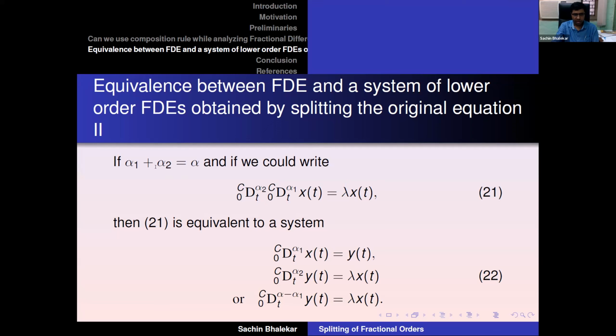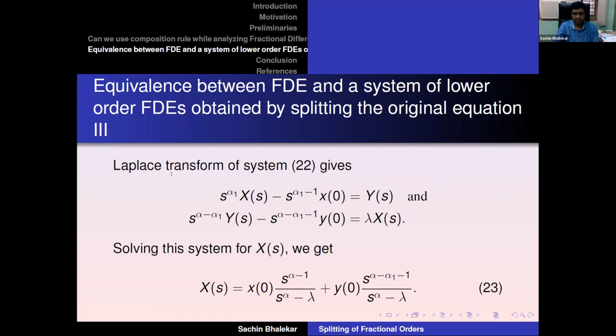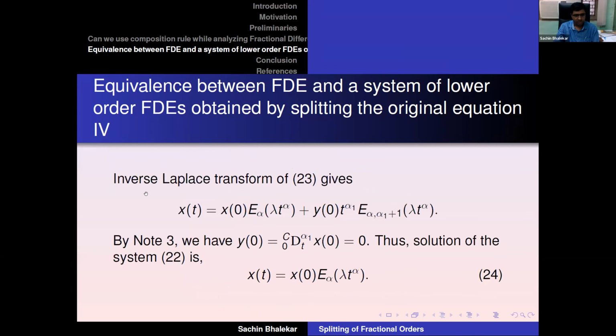So we take α1 plus α2 equal to α, and then we consider this equation. If splitting is allowed, then this 21 should be the same as 22. The second equation can be written as D^(α-α1). If this is true, then we can proceed. Let us take the Laplace transform. The Laplace transform will give this equation. So it gives capital X(s) equal to x(0) s^(α-1) divided by s^α minus λ, plus y(0) into s^(α-α1-1) divided by s^α minus λ. And the inverse Laplace transform provides this solution.